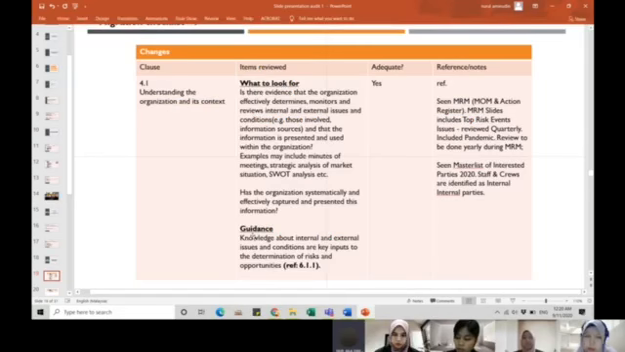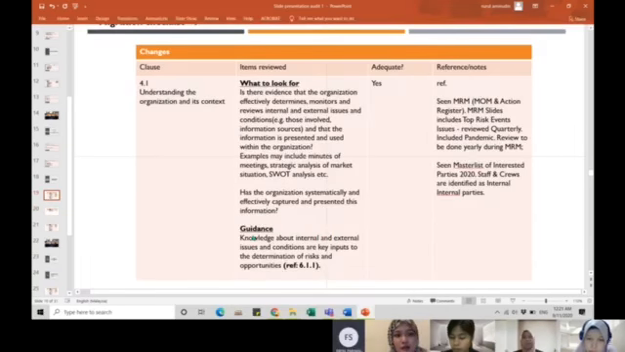Alright, so right now I'm going through the checklist. If you look at the question: is there evidence that the organization effectively determines, monitors and reviews the internal and external issues and conditions, and that the information is presented and used within the organization? So Ms. Atira, I guess you're using the same format as your 9001 and 14001, right? Yes. Okay, can you share your internal and external issues related to 45001?